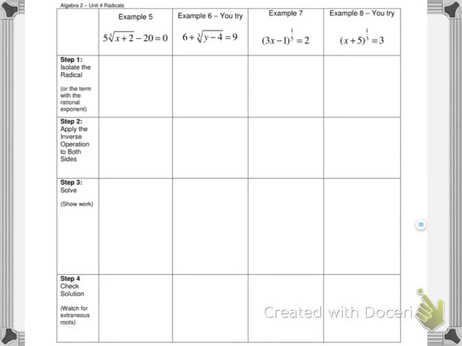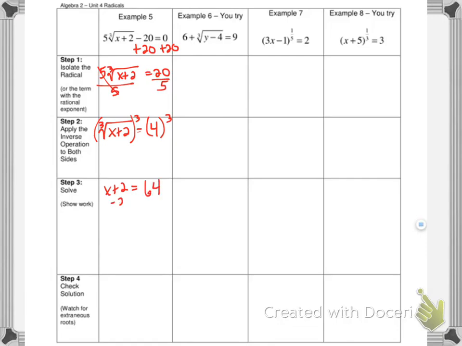So I still need to get the radical by itself. So in this case, I need to add 20 to both sides. So I have 5 times the cube root of x plus 2 equals 20. Then I'm going to divide both sides by 5. So I get rid of that coefficient. So I have the cube root of x plus 2 equals 4. Now, instead of squaring both sides, I'm going to cube both sides. So I have x plus 2 equals 4 times 4 is 16 times 4 is 64. Subtract 2, so I have x equals 62.